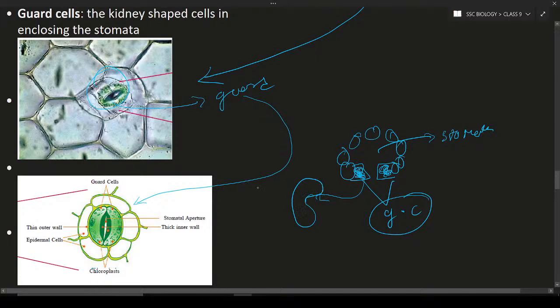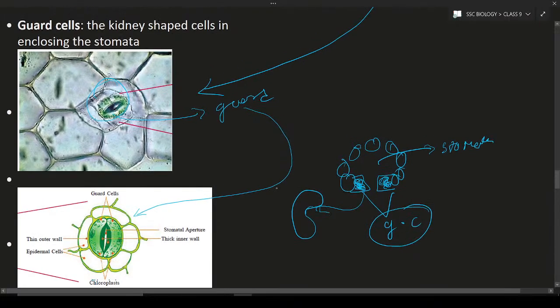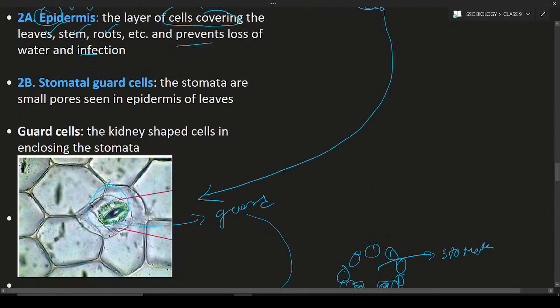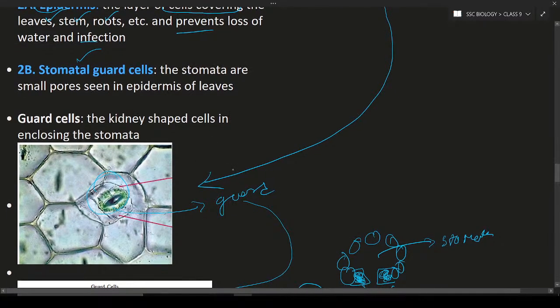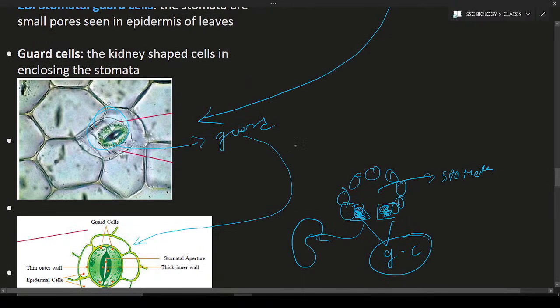So what is the importance of the guard cells? They are involved in the closing and opening of the stomata. So this is about stomata. Stomata means a pore present in the leaf, a small pore. The guard cells are kidney shaped cells that enclose the stomata. Stomata are enclosed by the kidney shaped cells. And this is about it.